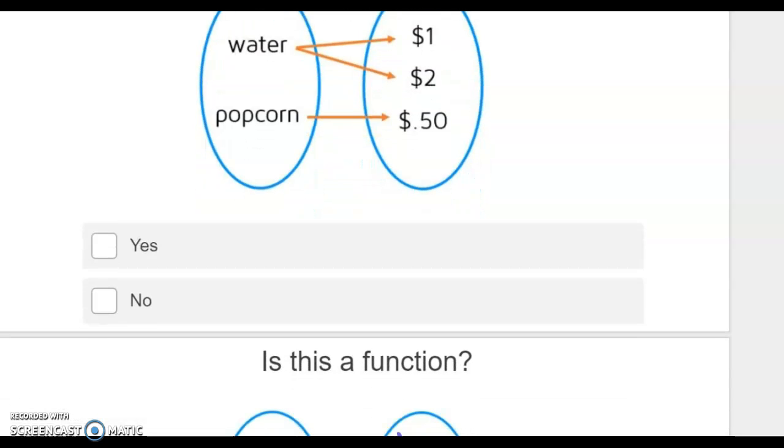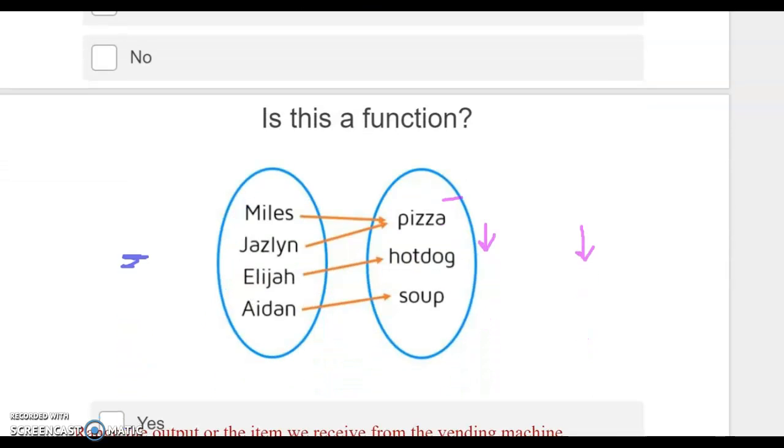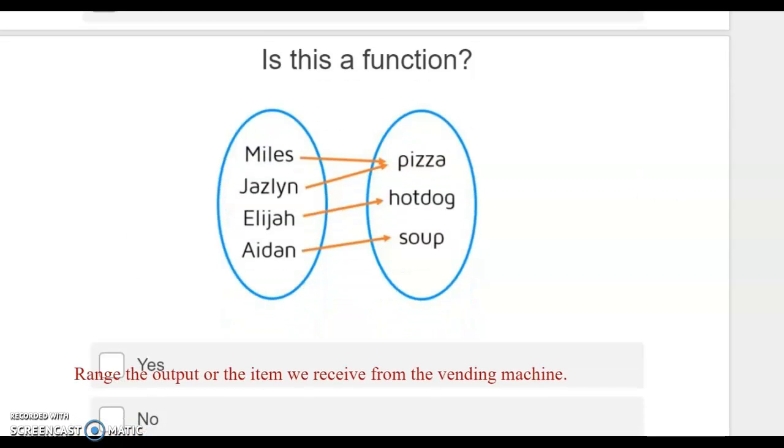Last but not least, we want you to try one more for us. Just one more. Is this a function? Sorry about these arrows. Let me get rid of those. You don't need those to tell whether it's a function or not. Is this a function? And then you know what I want to know too? I want to know which one is the domain. Is it the names or is it the food items? Which one is the domain?